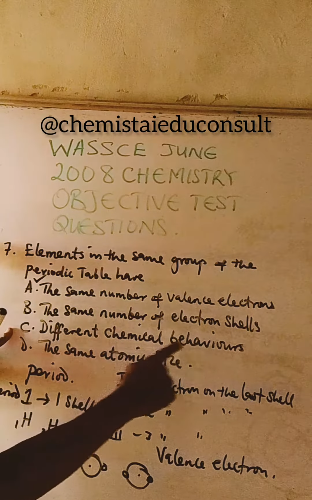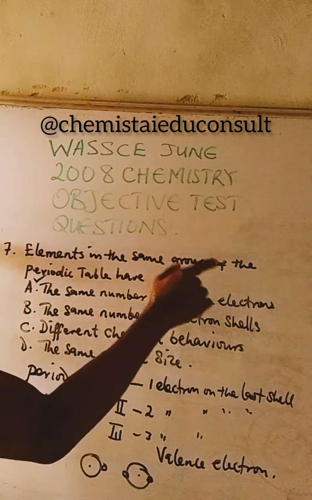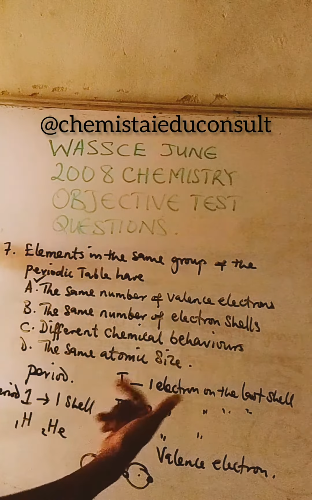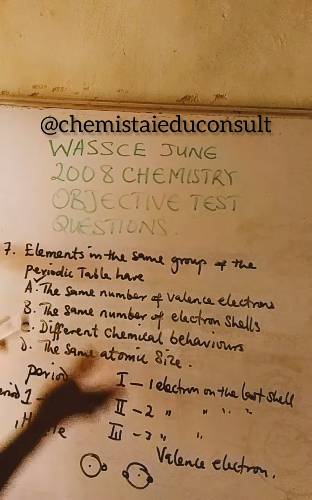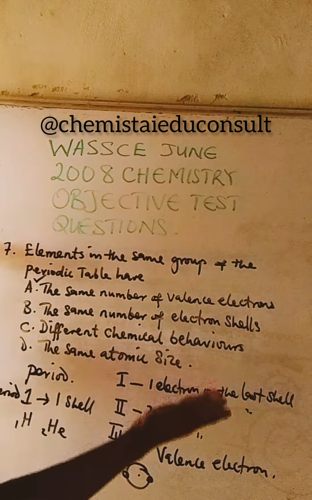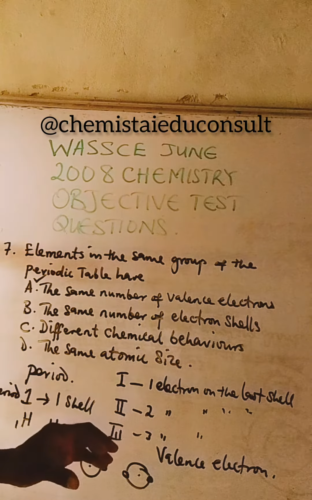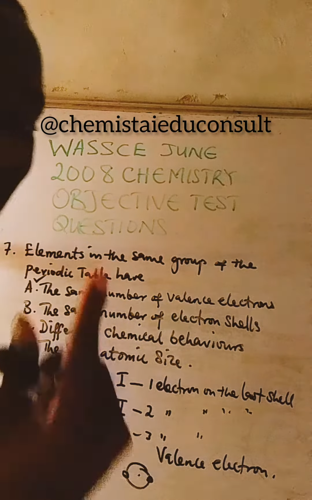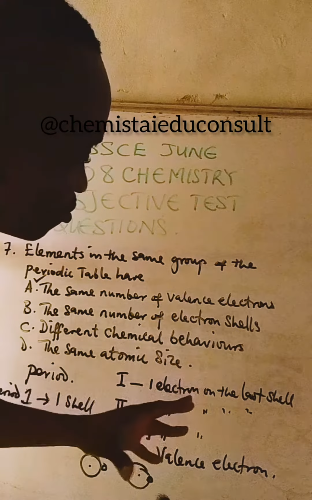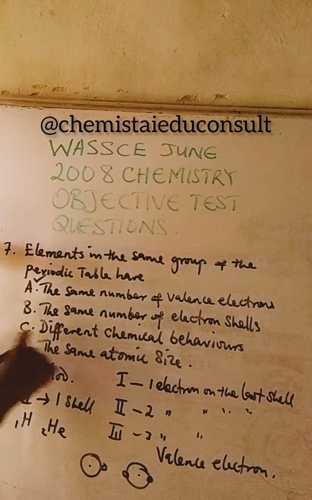C. Different chemical behaviors. No. Rather, elements in the same group of the periodic table having the same number of valence electrons, therefore, leads to the same or similar chemical behavior, because it is the number of valence electrons that are used for chemical bonding. So having a similar number of valence electrons leads to similar chemical behavior and not different chemical behavior. So C is not the answer.